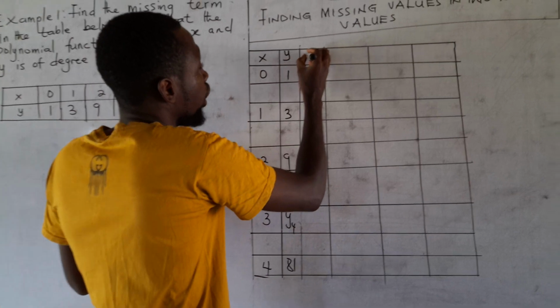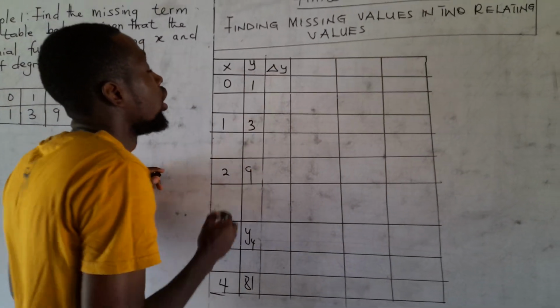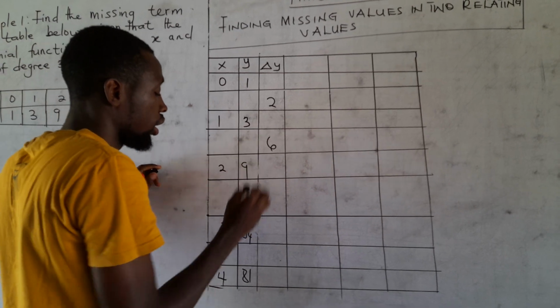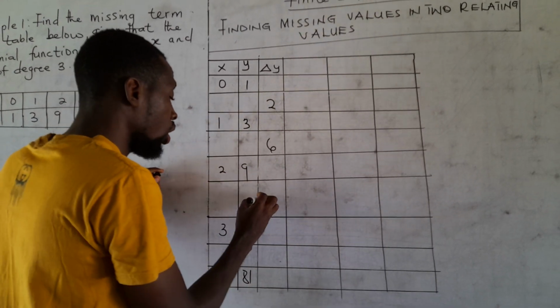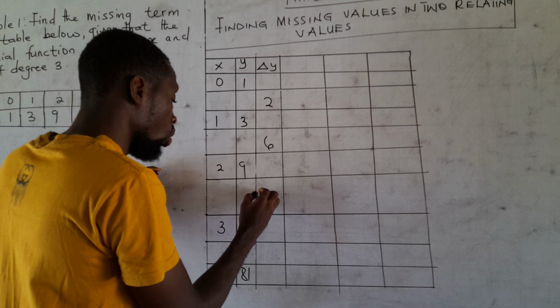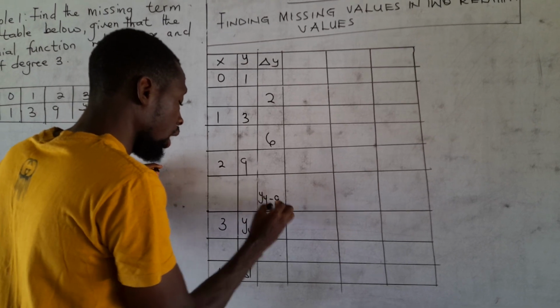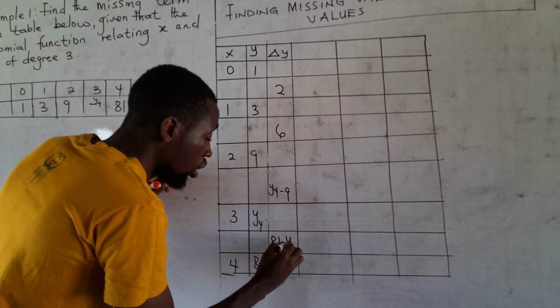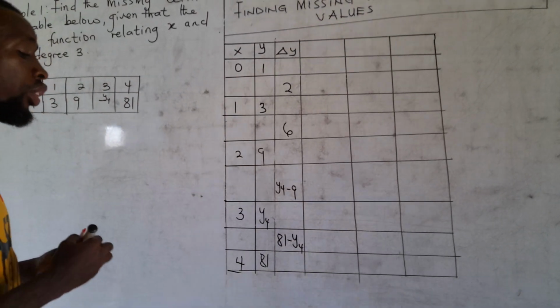Now we find the first difference of y, del y. 3 minus 1 will be 2. 9 minus 3, that's 6. Then y4 minus 9 will just be y4 minus 9. Then 81 minus y4 will be 81 minus y4. I hope you get that.